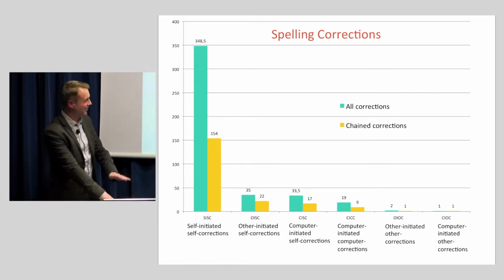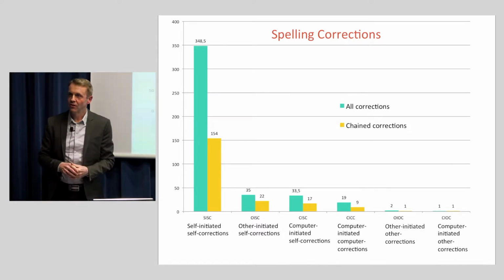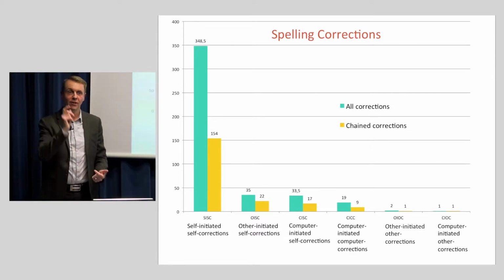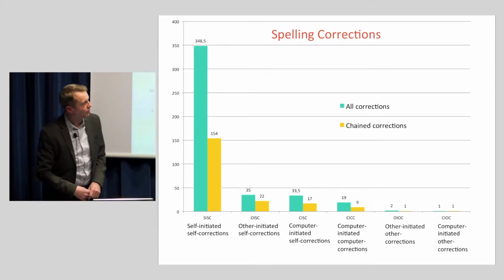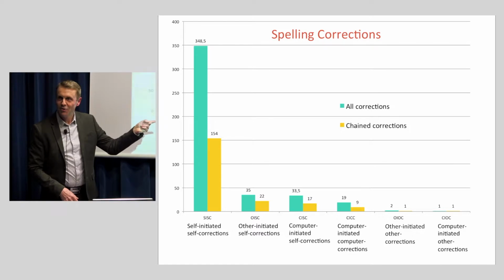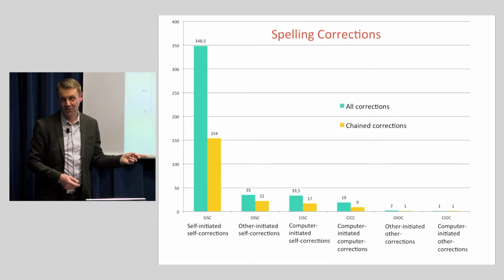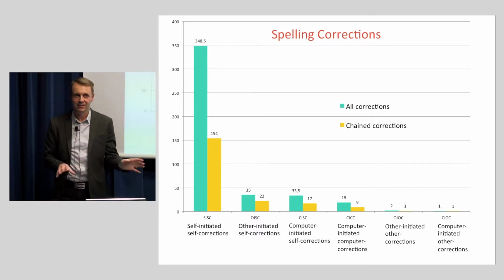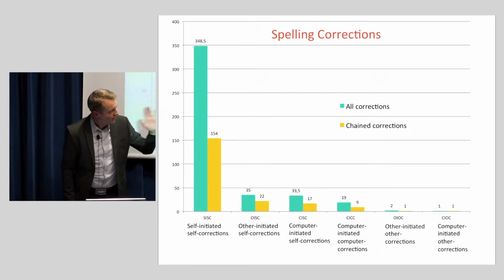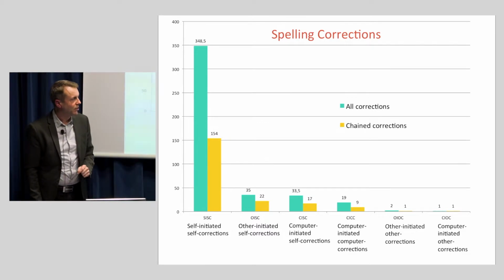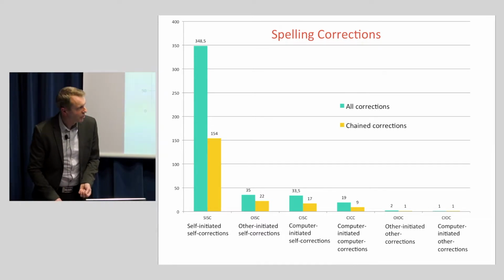Then we have computer-initiated computer corrections, so the spell checker takes over and just changes something. But that's actually limited agency as well. And then the non-typist can initiate correction and then take over. So that's not so rare, but we're going to see a case of that. And that's also fraught with problems if you do that. And then the last one, where the computer initiates correction and then the other person corrects it.